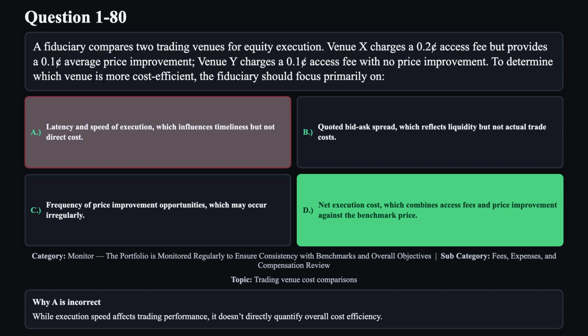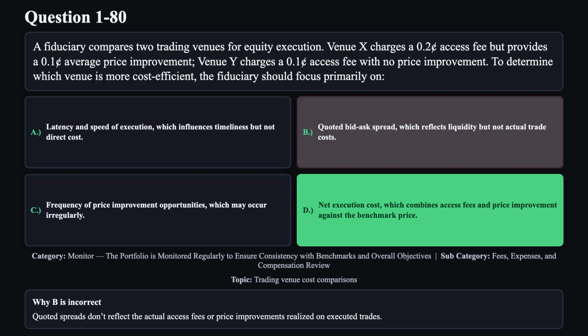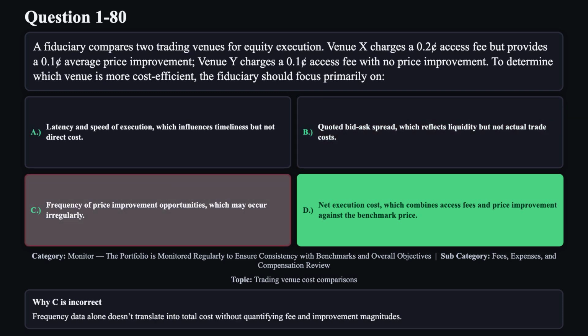Reason A is not correct. While execution speed affects trading performance, it doesn't directly quantify overall cost efficiency. Reason B is not correct. Quoted spreads don't reflect the actual access fees or price improvements realized on executed trades. Reason C is not correct. Frequency data alone doesn't translate into total cost without quantifying fee and improvement magnitudes.